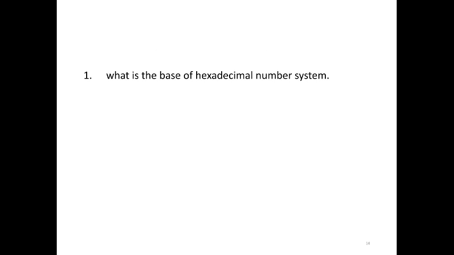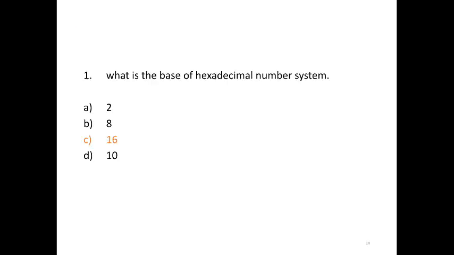Yes, here there are a few questions. What is the base of hexadecimal number? So try to answer it yourself. What is the base of hexadecimal number? Okay, next. Yes, the answer is given here: 16. Octal 8, binary 2, hexa 16.